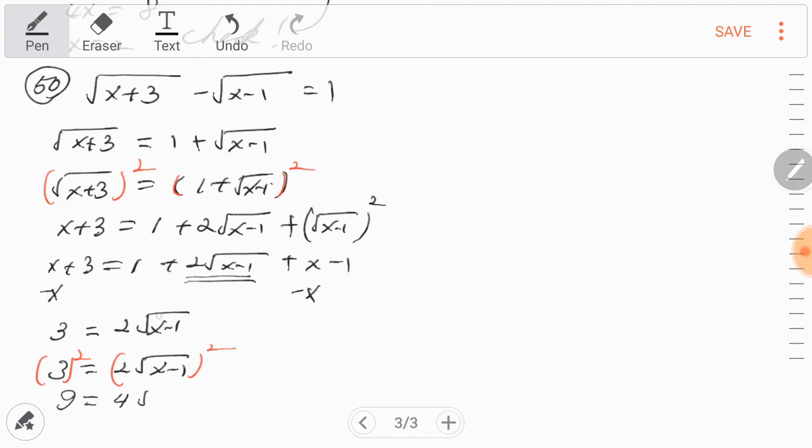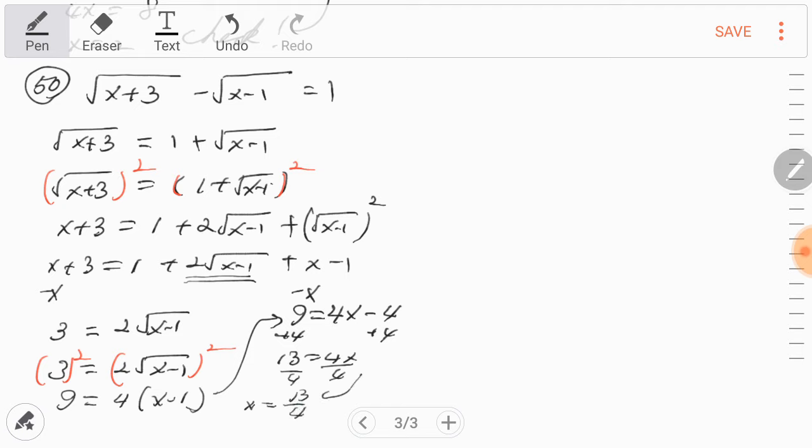Then this is equal to 9 equals 4, and then what? Okay, 2 squared is 4, and square root of x minus 1 squared is x minus 1. So from here, 9 equals 4x minus 4. And then plus 4 each side. So 13 is equal to 4x. Divide each side by 4. So x equals 13 over 4.